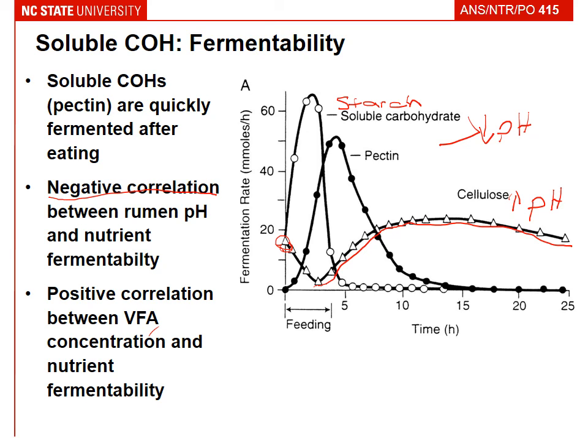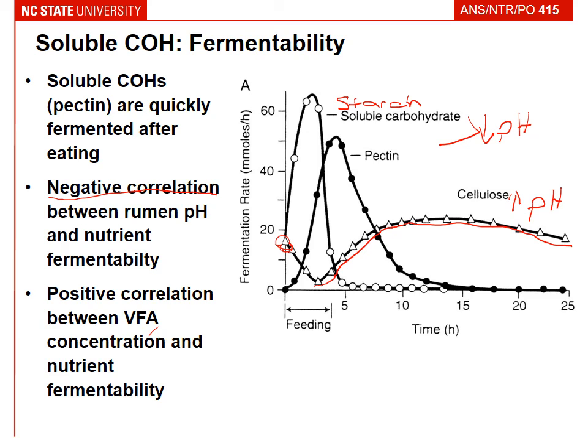So there is basically a negative correlation between the rumen pH and the nutrient fermentability. Our soluble carbohydrates and our pectins, our soluble fibers, are going to end up resulting in a low pH in the rumen, whereas our cellulose is going to end up giving us a higher pH in the rumen.